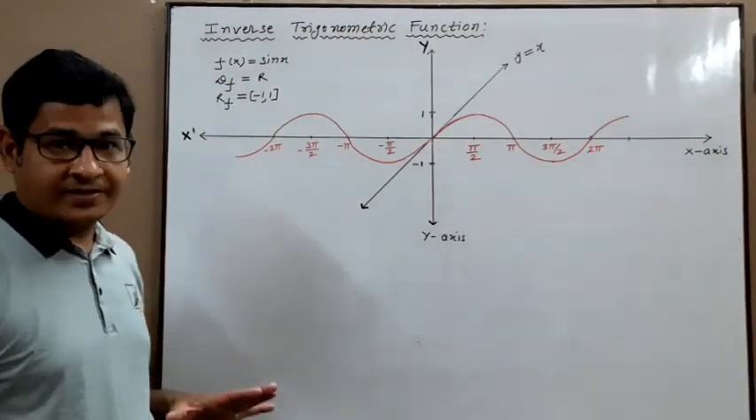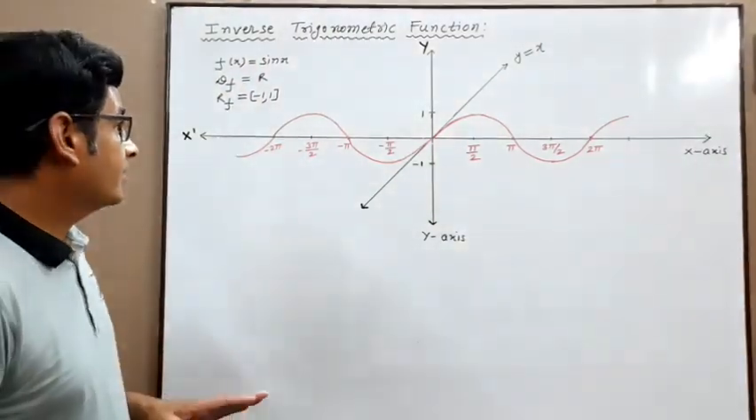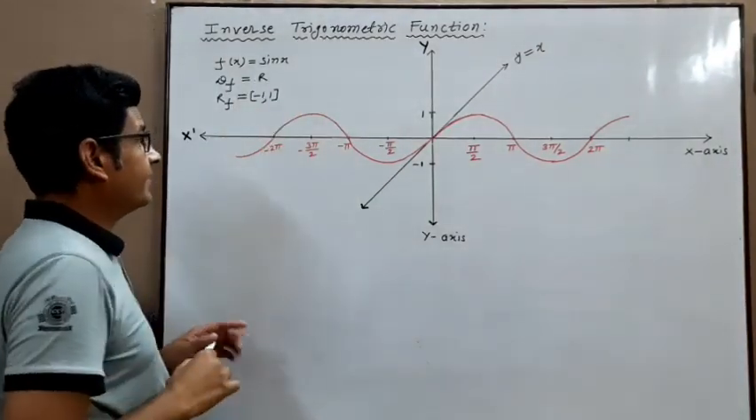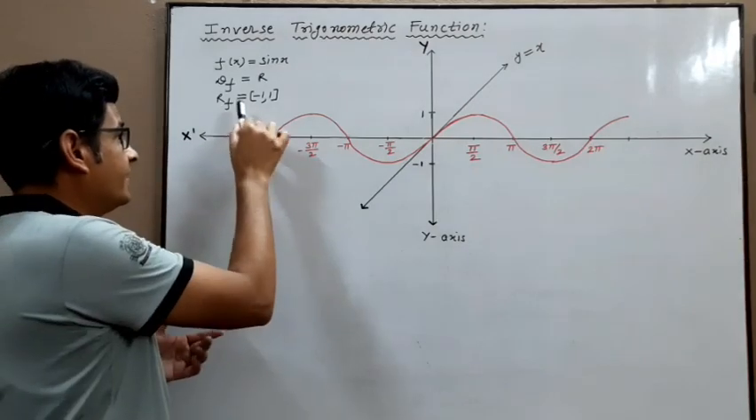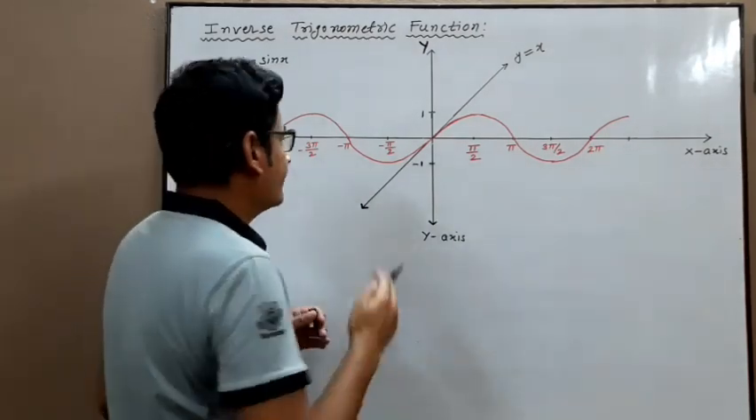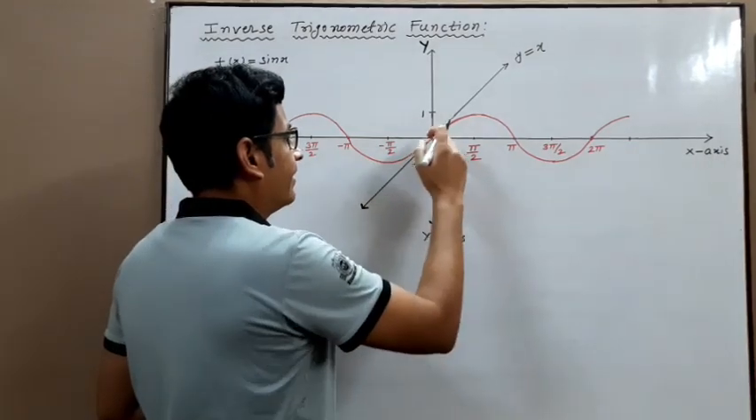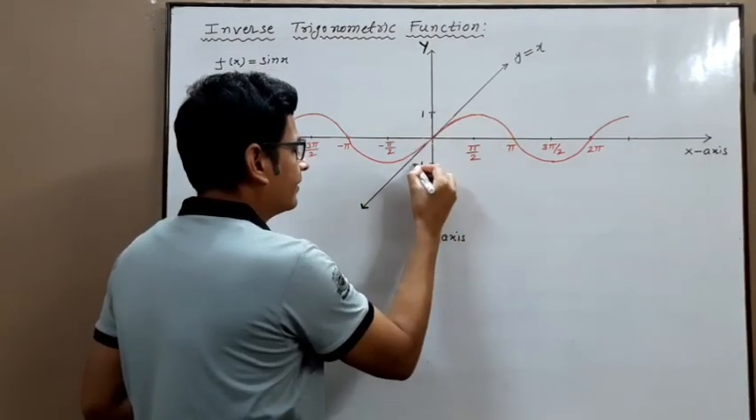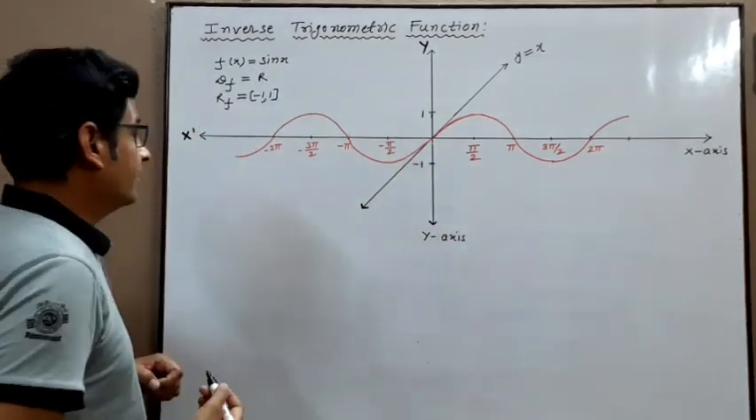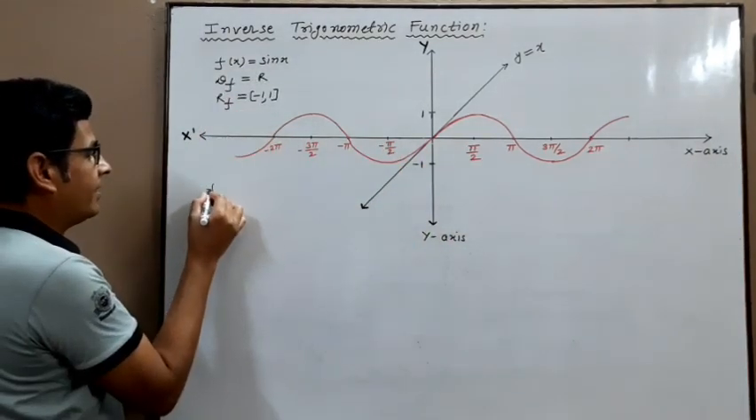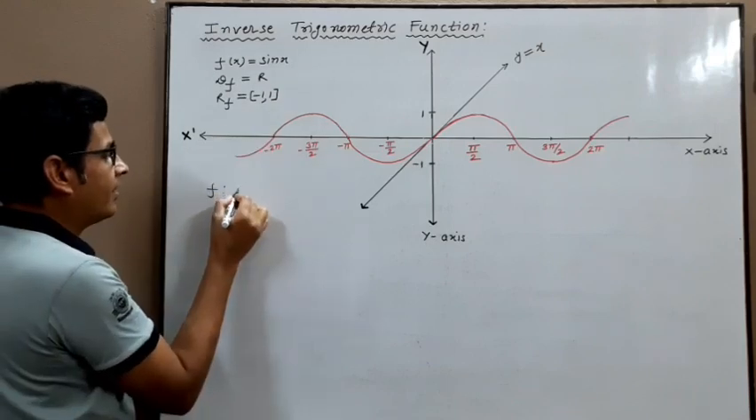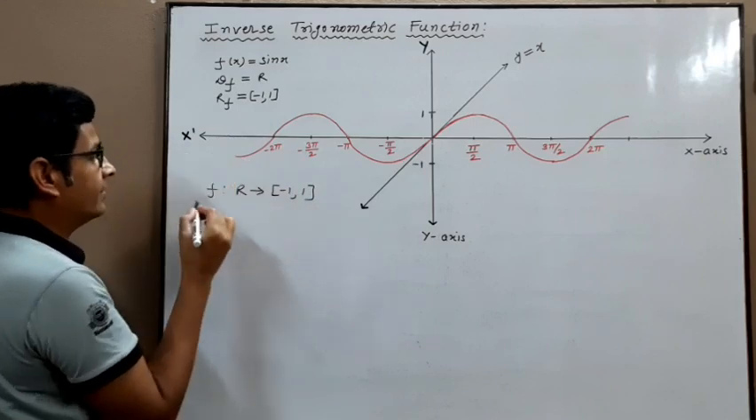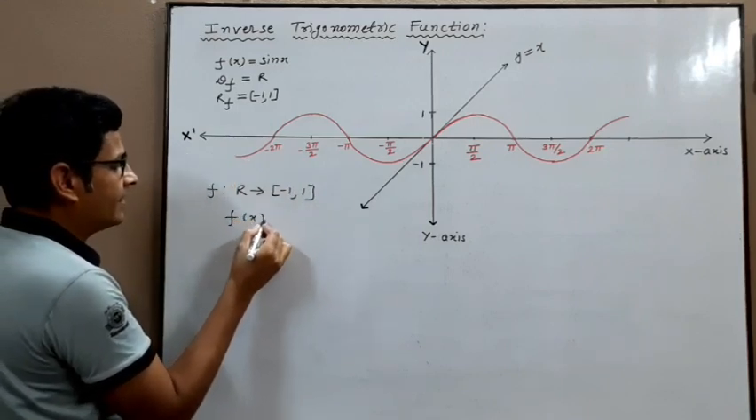Inverse trigonometric functions. We all know the graph of sin x. The domain of sin x is the set of real numbers, and the range is -1 to 1. Just see the graph of sin x. The maximum value of sin x is 1 and the minimum value is -1. Clear? Now, f is a function from R to [-1, 1] defined by f(x) equal to sin x.